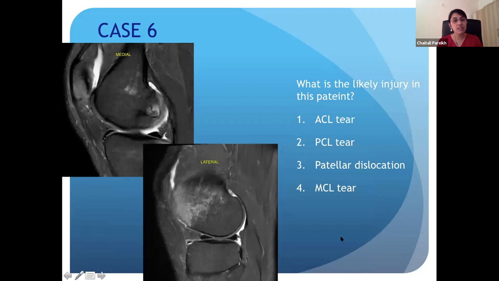Next question, what is the likely injury in this patient? Is this edema pattern of an ACL tear, a PCL tear, patellar dislocation or MCL tear?